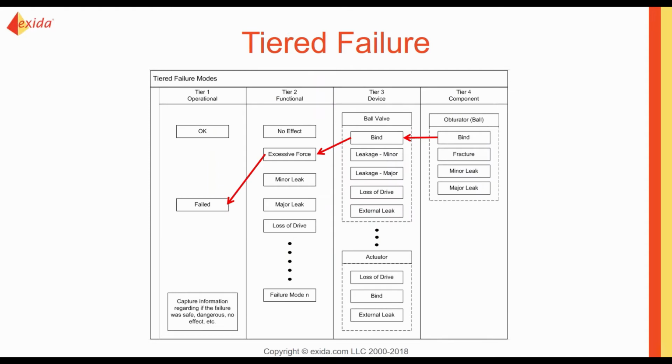So if we look at what we call a tiered failure propagation, we can start over here on the right and we've got components. So we could have a ball and a ball valve and it's got these failure modes. If we build that obturator into a ball valve, the device has these failures. And so this is typically where 61508 is focused.